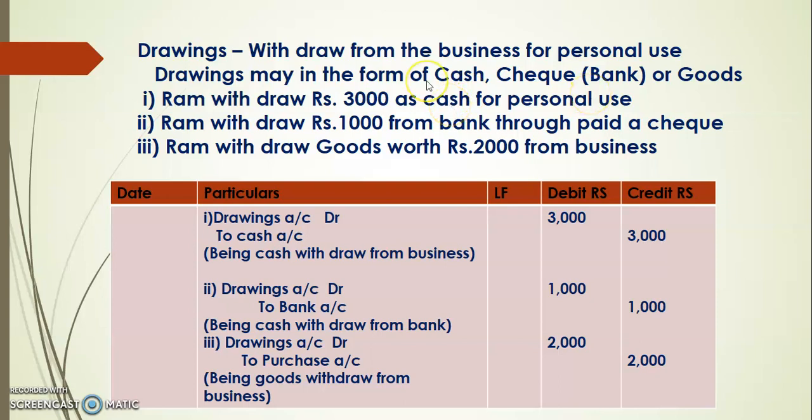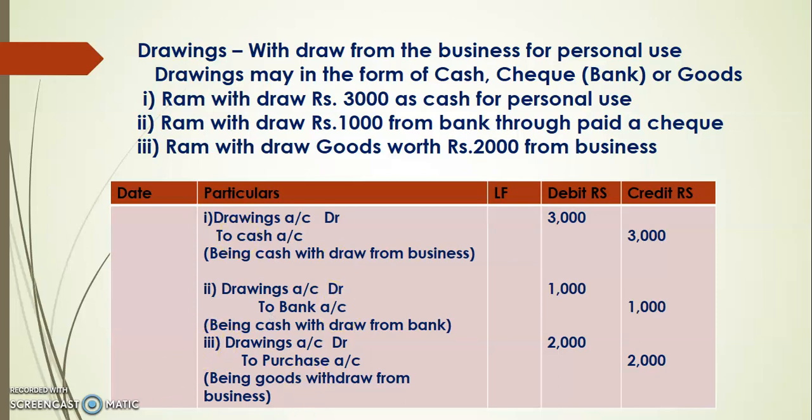So here also the money goes outside the business, so we have to credit the cash account. In what way will it go from the business? Through drawings. So in all such cases you have to debit the drawings account. If the drawing is made in the form of cash, credit the cash account. If the drawing is made in the form of a check, you have to credit the bank account, because it will affect the bank account.